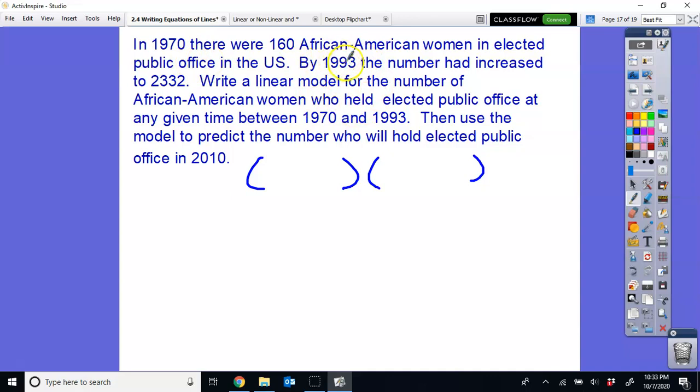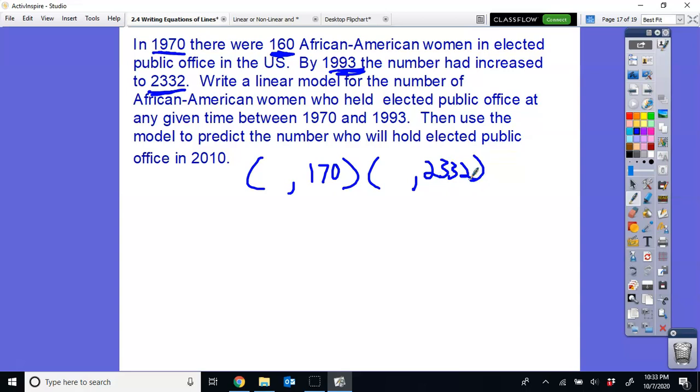By 1993, the number had increased to 2,032. Notice there's a time and an amount. A time and an amount. That would give me the ability to set up 2 points. Now I'm going to show you a little tricky spot on this one. The amounts are the number of African American women in office.